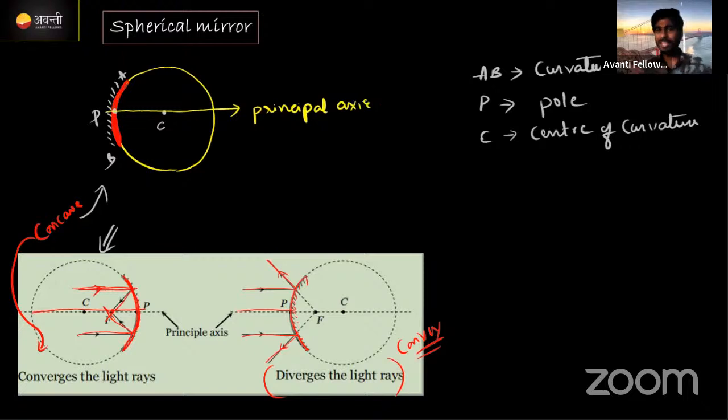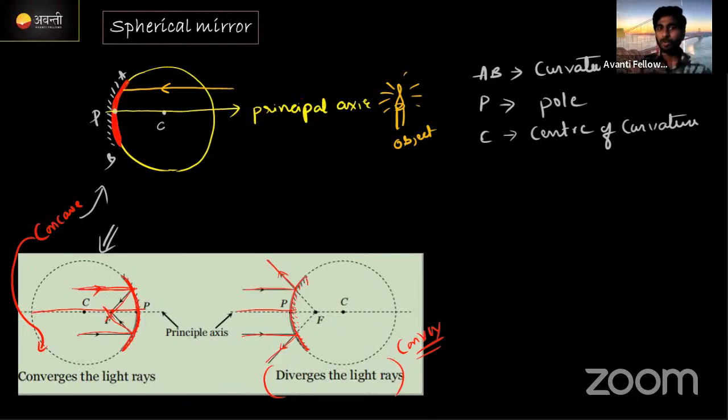Correct? And any ray of light which is incident parallel to the principal axis, like this. Suppose here I kept an object, which is nothing but a light source. From this light source, plenty of light rays will be emerging in all directions. For our convenience, I already explained to you that to create an image, we require only two rays, a minimum of two rays. That's why from these plenty of light rays, I would like to take only two rays.